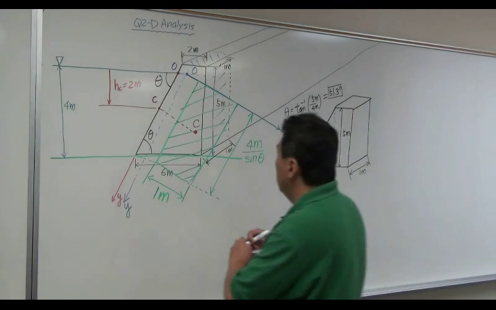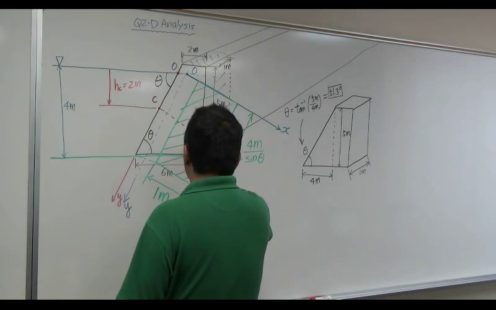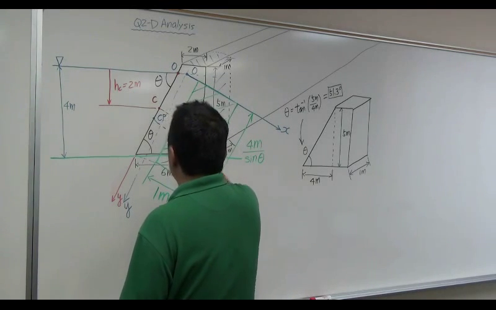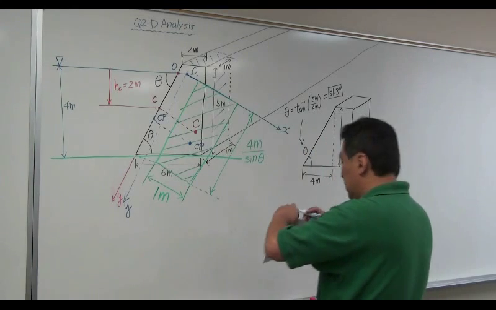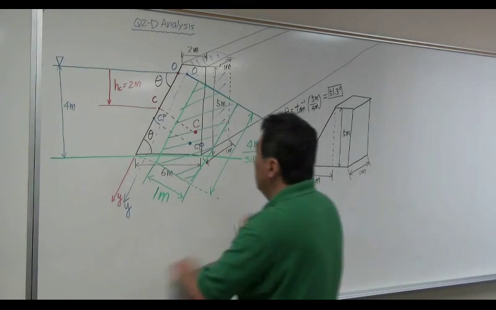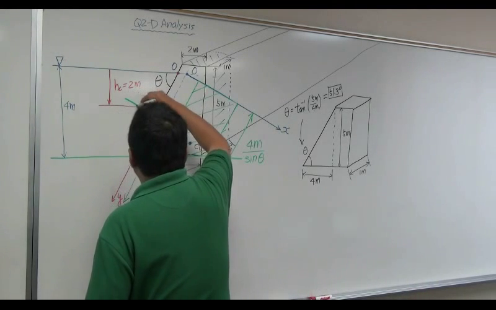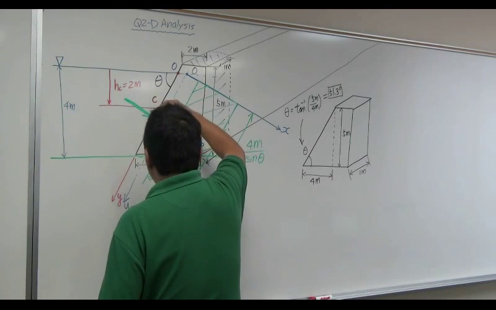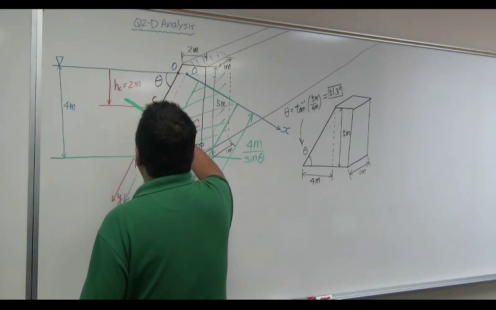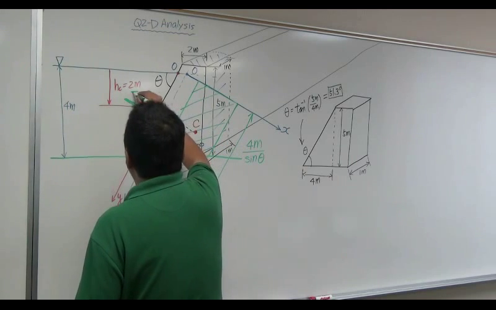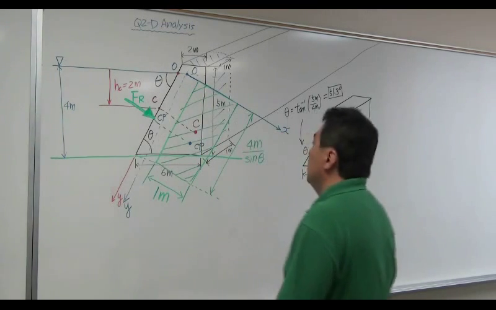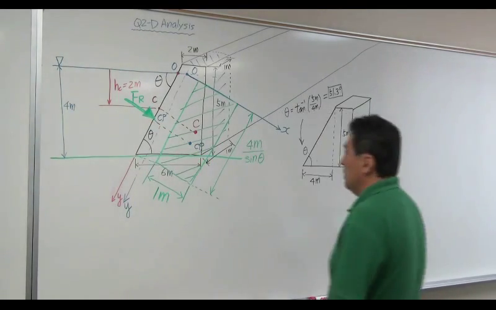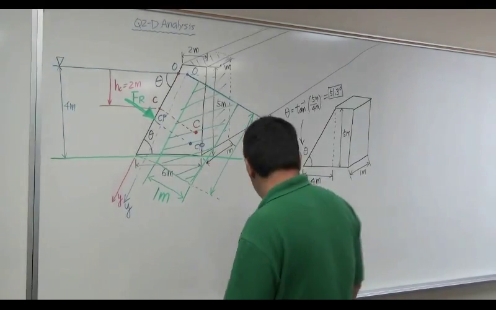Now obviously, the center of pressure is a little bit below the centroid, which is CP right here. That's where the hydrostatic resultant force is going to act through. That's the center of pressure, which is a little bit below the centroid.